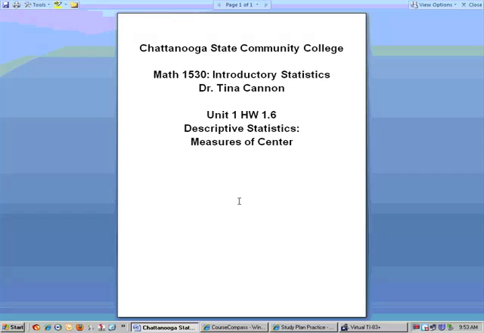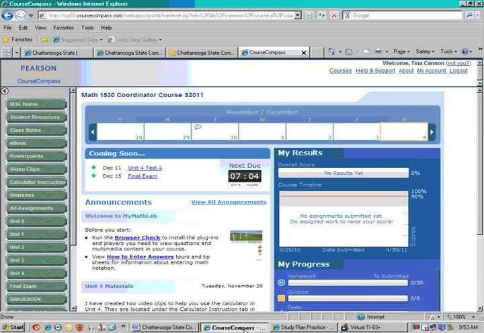In this segment, I want to show you how to use your TI calculator to calculate descriptive statistics. And in this, we're going to focus on the measures of center, which means finding the mean, the median, the mode, and the mid-range. And we're going to take our course composite.